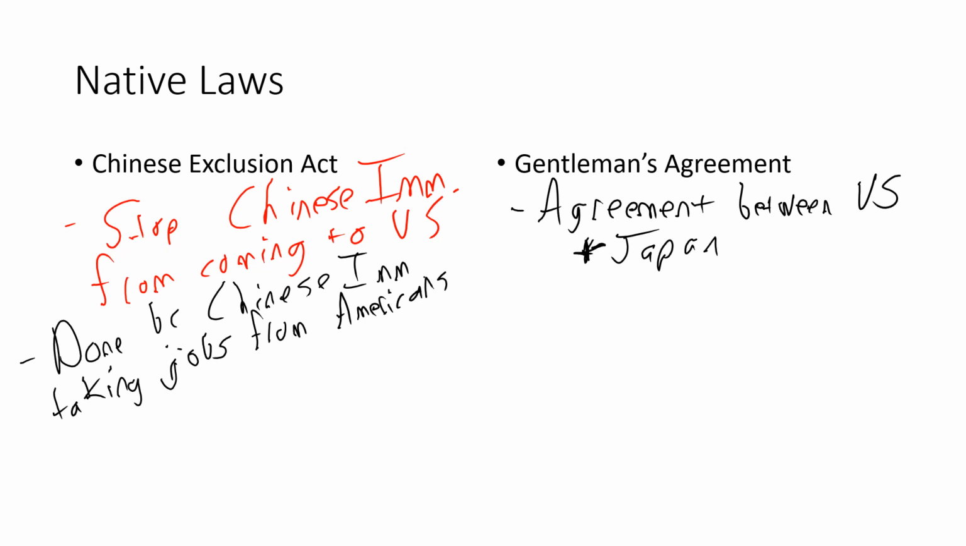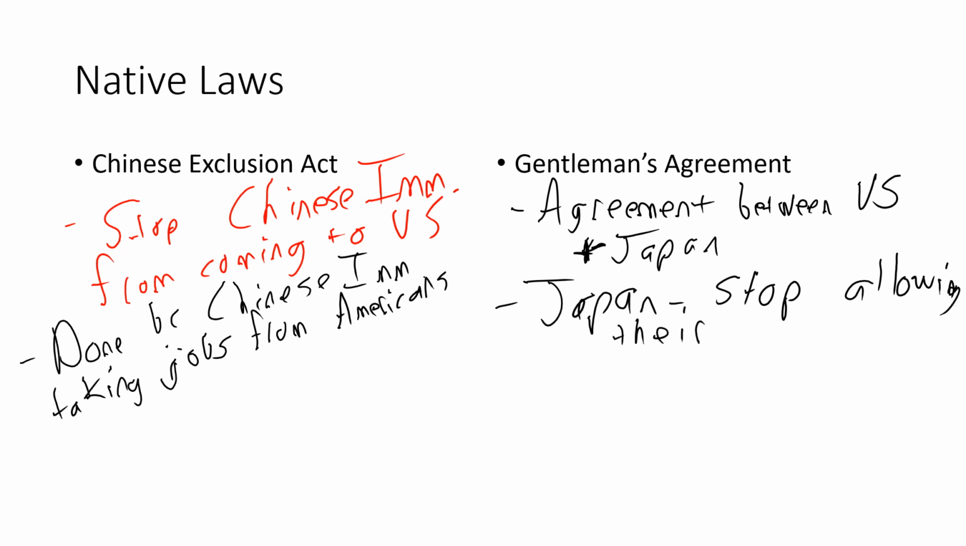So the United States, the natives, the Know Nothing Party, they call up Japan. They say, Japan, look, we don't want your immigrants here anymore. We've got to come up with a solution to stop your immigrants from coming here. And Japan goes, okay, so what we'll do for you in the United States. So this is the side that Japan does. What Japan does is they stop allowing their immigrants or their people from coming to the U.S.